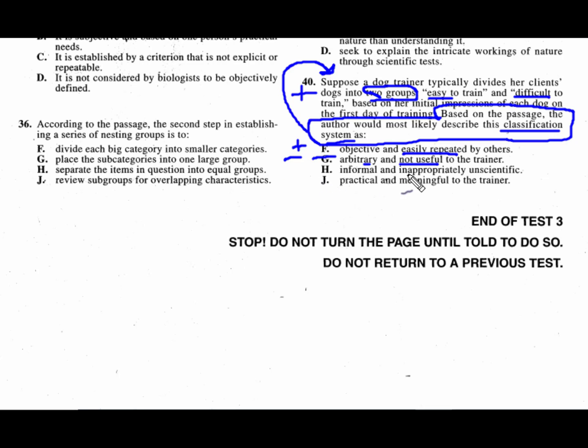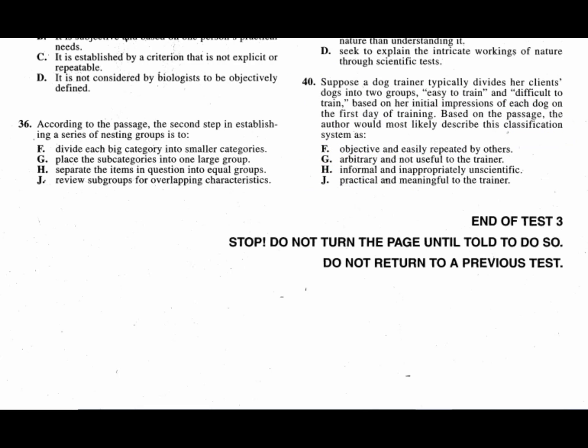Okay. Informal and inappropriately unscientific. That's negative. Okay. And then practical and meaningful. All right, that's positive. Right away, just by looking at the new scenario, you label it with the good stinky rule, positive or negative. Okay, now this is a mystery question. You have to go in and look for objective and look for practical in the passage. Okay, so let's go in and look for practical.